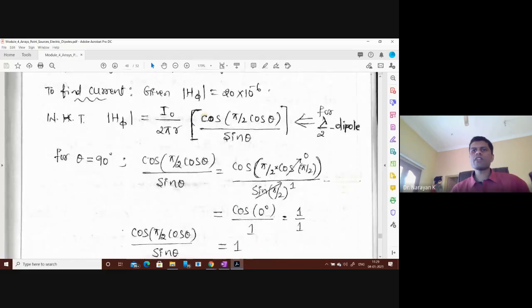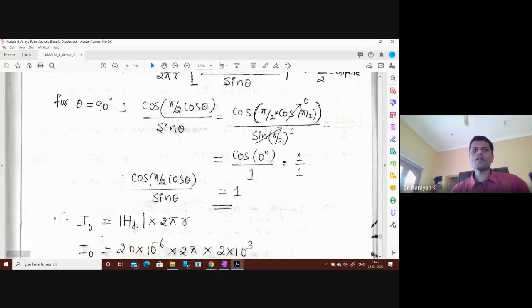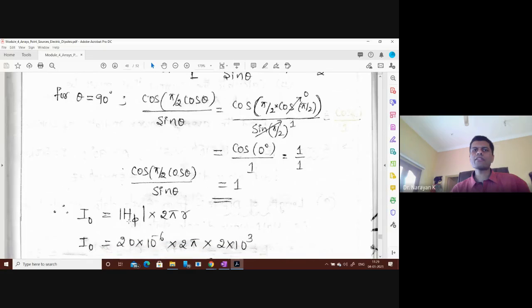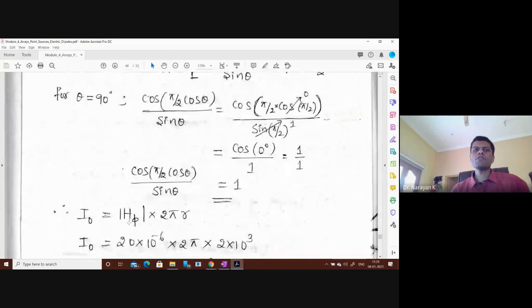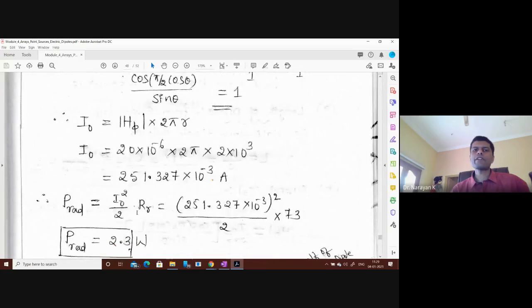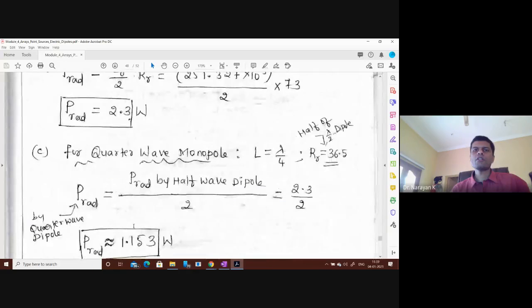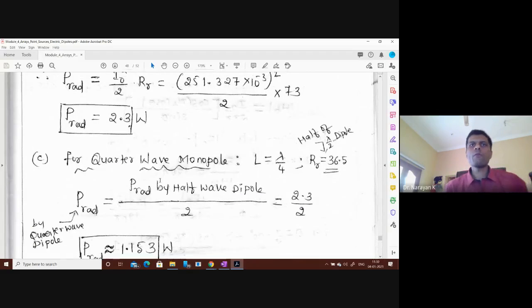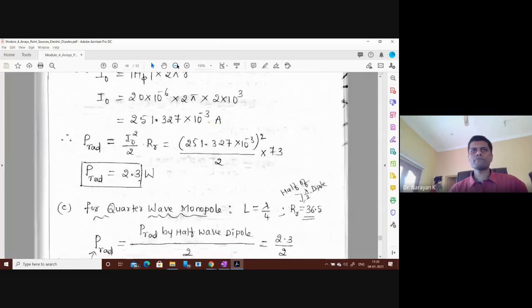So theta is equal to 90 degrees. You will get this value as 1. Then similarly find I naught: I naught is nothing but H phi into 2 pi r. Then you will get the value of I naught. Find the power radiated, I naught square by 2 into radiation resistance. So for a half wave monopole antenna, this is what we have done for a, sorry.